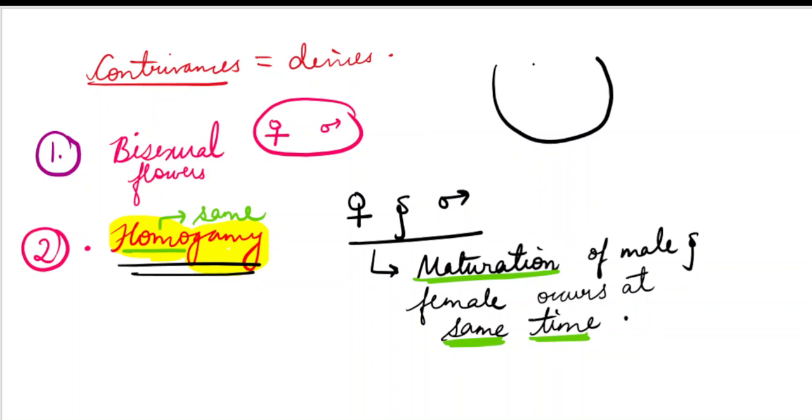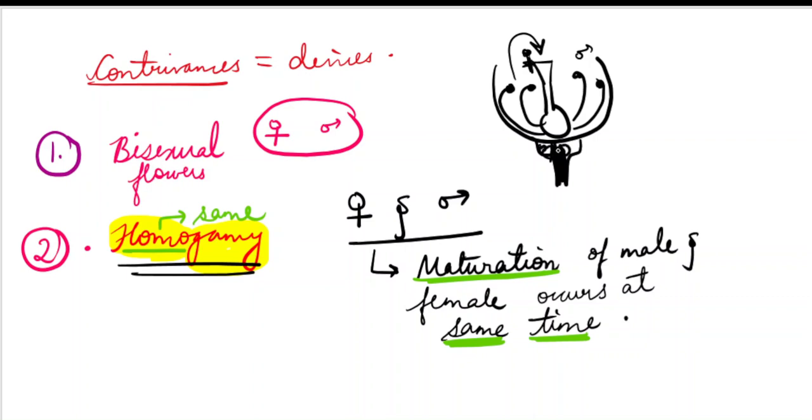If this is a homogamy condition, then the male and female can undergo self-pollination in the same flower. This is male, this is female, we know this. This will give pollen to the stigma, and so the self-pollination will occur. So there are two conditions for self-pollination to occur.